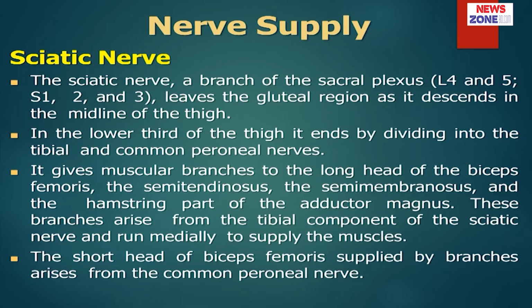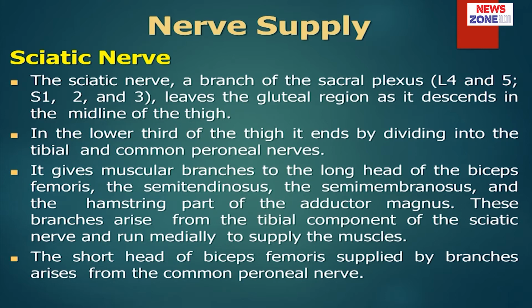Nerve supply. As you know, the sciatic nerve after its formation passes through the posterior compartment of the thigh. Later on, at the popliteal region, it will be divided into the tibial nerve and the common peroneal nerve. Before doing that, the sciatic nerve gives numerous muscular branches to the posterior compartment thigh muscles. The sciatic nerve is a branch of the sacral plexus. The root value is L4, L5, S1, S2, S3. It leaves the gluteal region as it descends in the midline of the thigh.